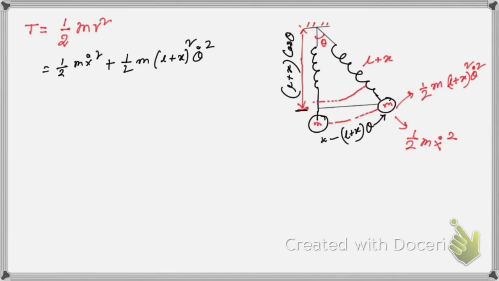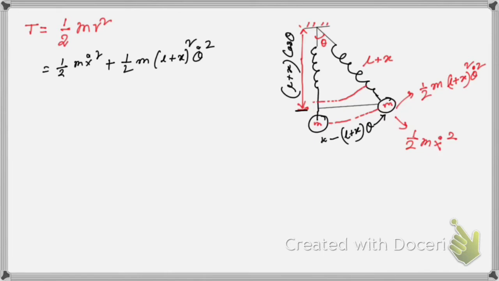So half m v square, and we have got two components. One is half m x dot square: the displacement in the radial direction is x, so the time derivative of x is x dot, and that is the velocity along the radial direction. That's why it is half m x dot square. In the tangential component, the displacement is L plus X theta, and the time derivative of theta is theta dot, so squaring that we get this.